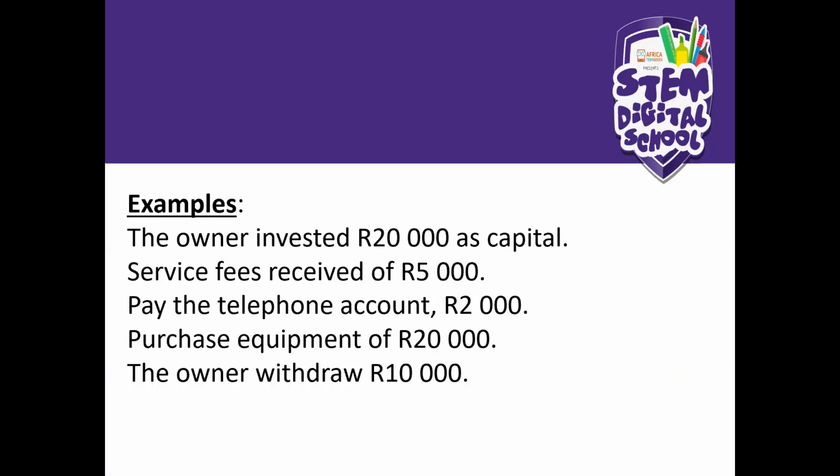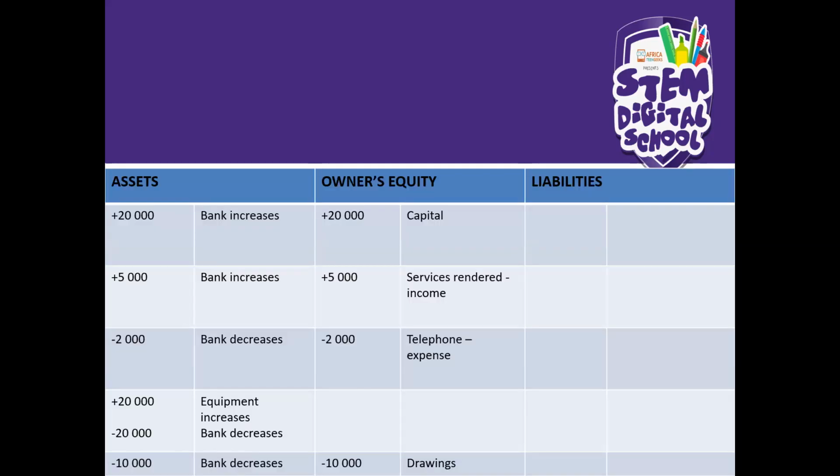And then the last one there, the owner withdraw 10,000 Rand. Okay, when the owner withdraws something, then it's going to be drawings. The amount is 10,000 Rand. Right. If the owner withdraws money from the business bank account, what is happening with the business bank account? It is decreasing. Okay, that means bank is an asset. So with assets, it's going to be minus 10,000 Rand because the bank is decreasing.